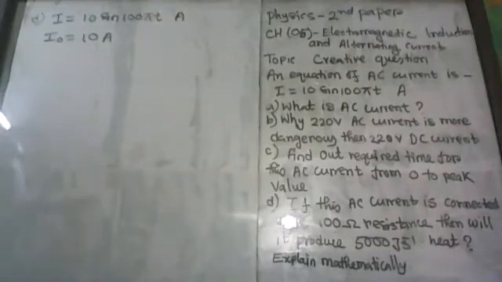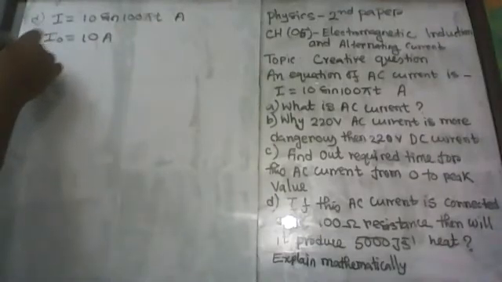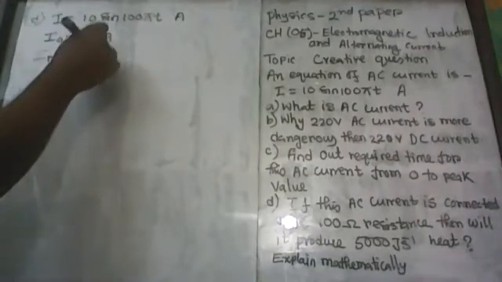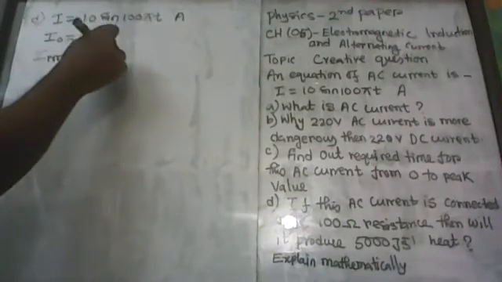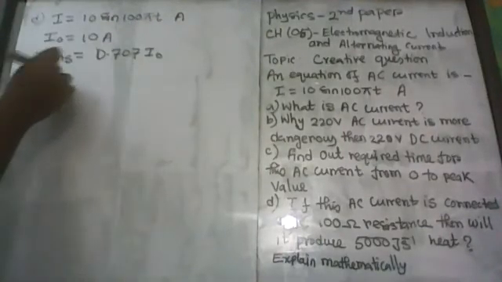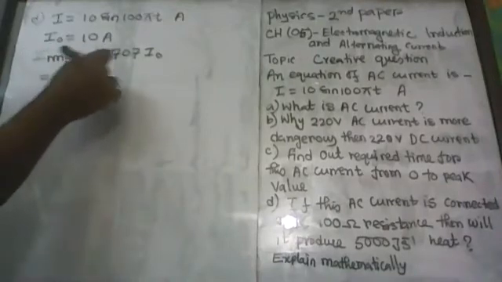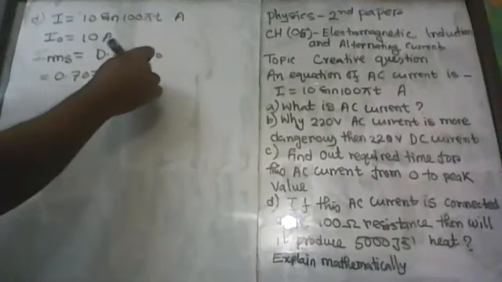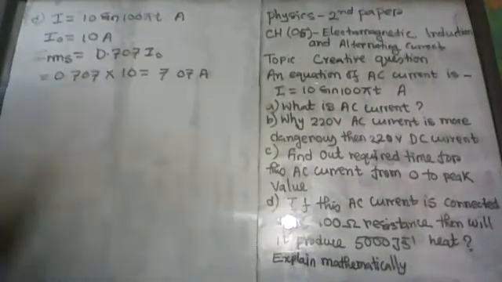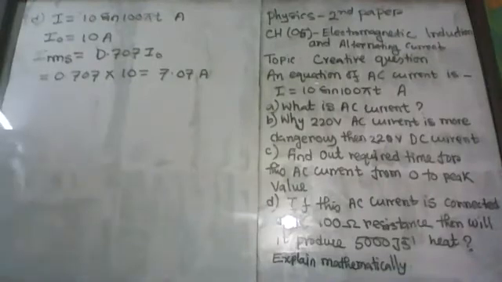Now, if I'm going to find out the effective value of this AC current, then I can say that the RMS value or effective value of AC current will equal 0.707 I naught. Here, 0.707, I naught will equal 10 ampere. It's nothing but 7.07 ampere. This is the RMS value or effective value of this AC current.